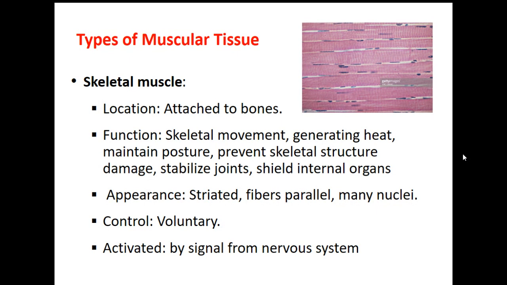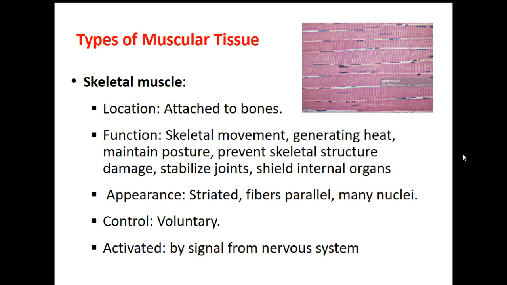Shield internal organs. Many of our internal organs are protected by bone, the cranium and the thoracic cage here, but the abdominal organs, stomach and liver and intestines here, there's no bone really covering them. But we have this thick layer of muscle that's pretty protective of those organs.